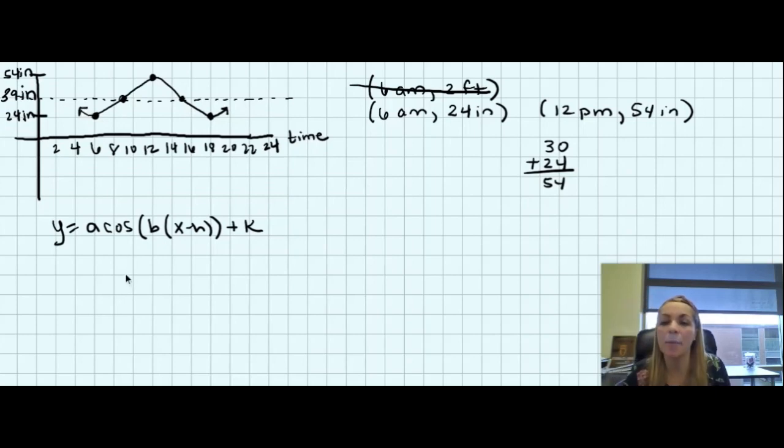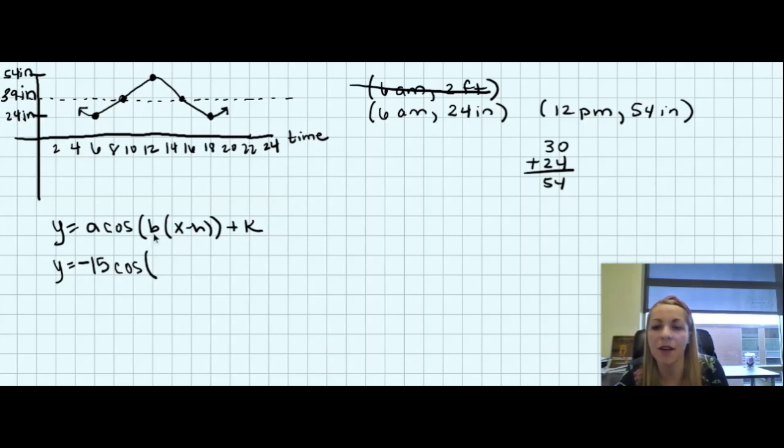And I'm gonna use that picture to help me get this stuff. So we have y equals A, our amplitude is the distance between the midline and the maximum. I need to take 54 minus 39 to get that distance. That's 15. Now, because this cosine graph is opening down, I'm going to put a negative out in front of it. This is a cosine function.